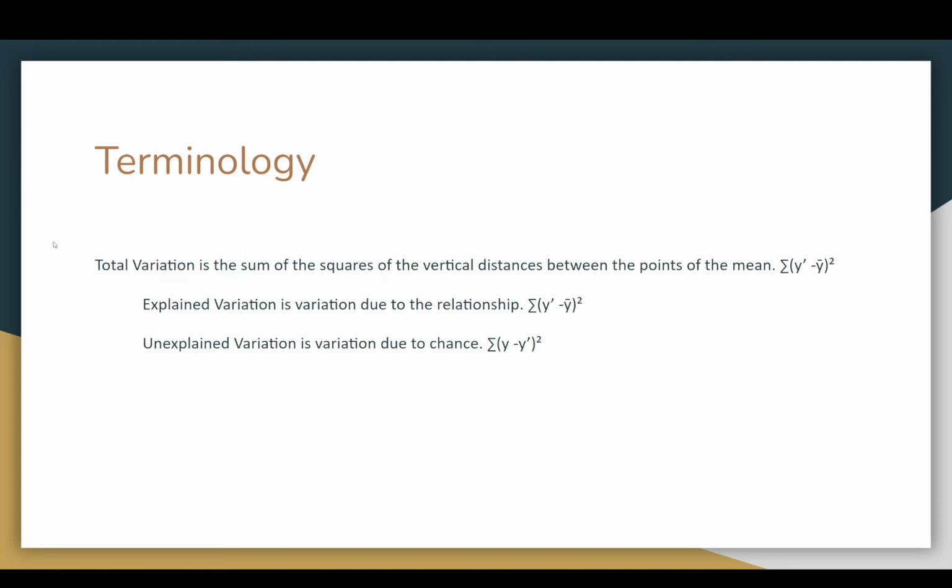So an important term that I'm going to need to explain is total variation, which is the sum of the squares of vertical distances between the points and the mean, as shown here. And its formula is, as you can see, the sum of all of y prime minus the average y, and then that squared. It's not actually y prime, that's just the little symbol for it. And the unexplained variation is, as you can see, just y minus y with the little prime symbol.